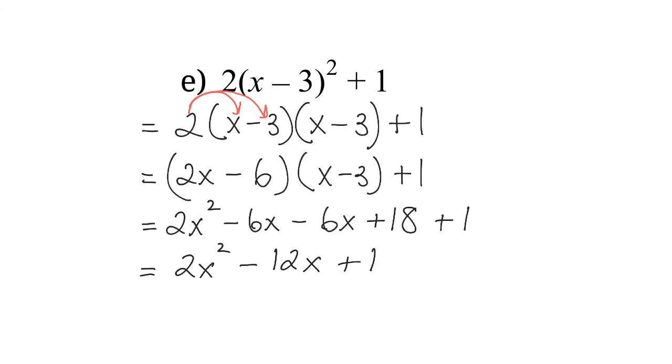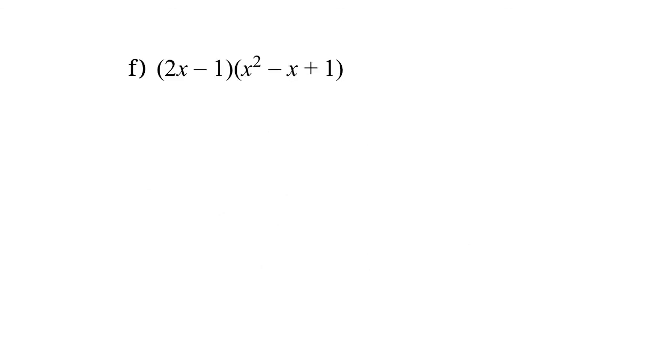plus 1 are actually like terms. So 18 plus 1 is 19. So this question actually had 2 sets of like terms. We had the x's in the middle, like we normally see, but we also had 2 plain numbers that could be put together. Here is our final example.